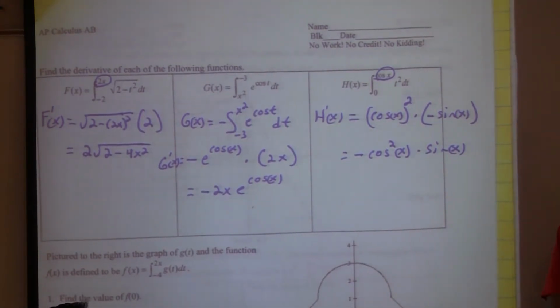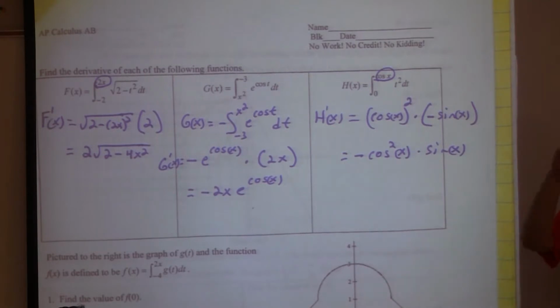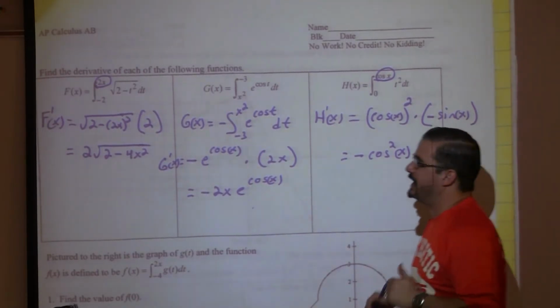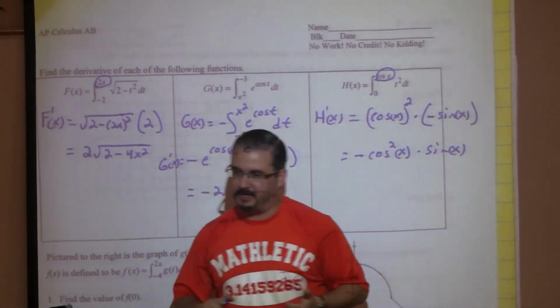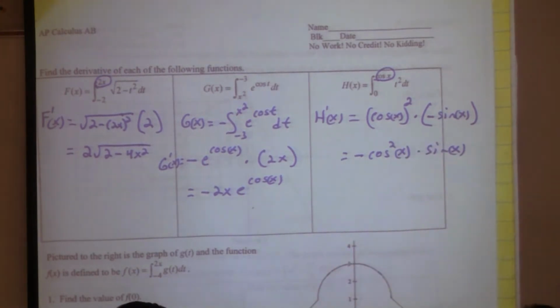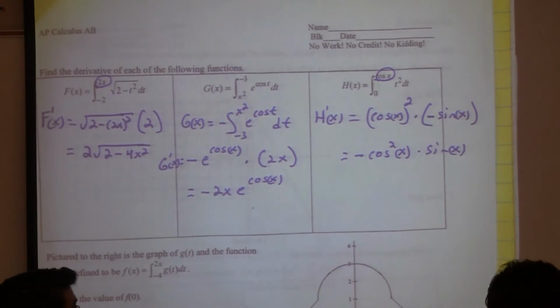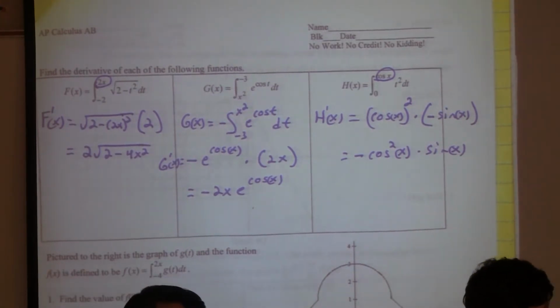Yes? Do you understand that if both of them had variables, you would have to continue and do the other part, okay? But for the most part on the AP test, it's always from a constant to a variable. Don't panic if they switch them on you, right?